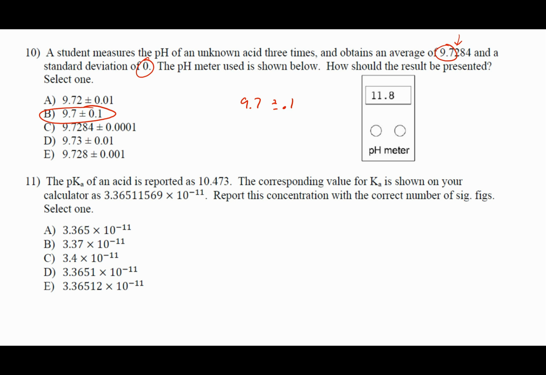The pKa of an acid is reported as this. The corresponding value of Ka is shown on your calculator. So this is the inverse of the logarithm. Report the concentration with the correct number of sig figs. So if this is a logarithm, only the digits to the right of the decimal place matter. So I have 3 sig figs. That means I need to report this new number, the antilog, to 3 sig figs. So 3.3 would be 6, but we have to round it. 7 is the correct number of sig figs.